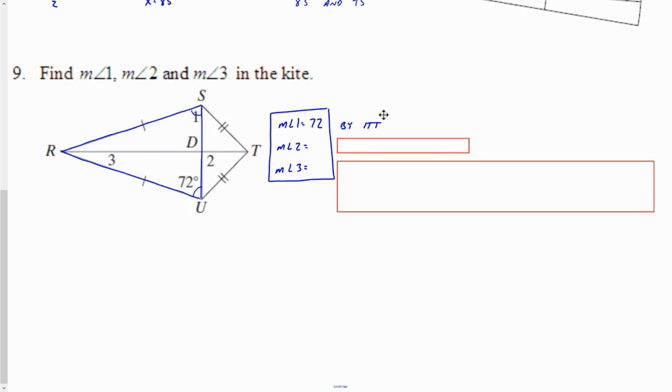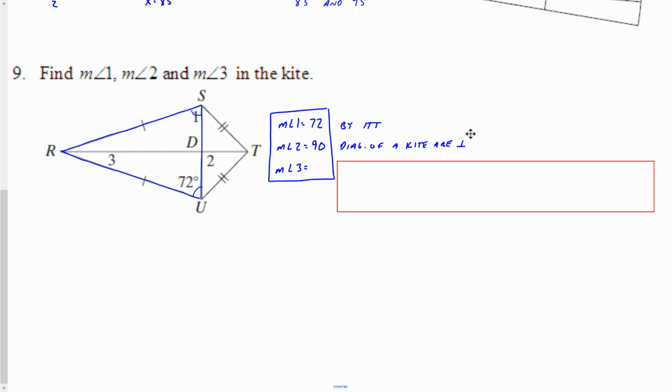The measure of angle 2 is 90 degrees. Again, don't have to show any work. We know the diagonals of a kite are perpendicular. So that's another one that we can answer just knowing some theorems and properties from earlier in this section.